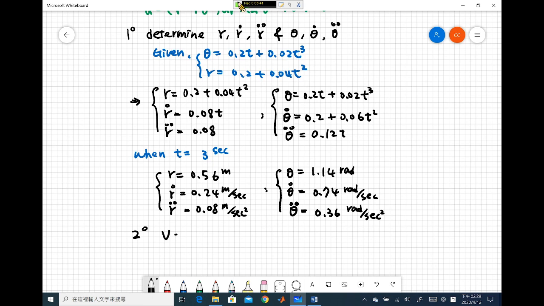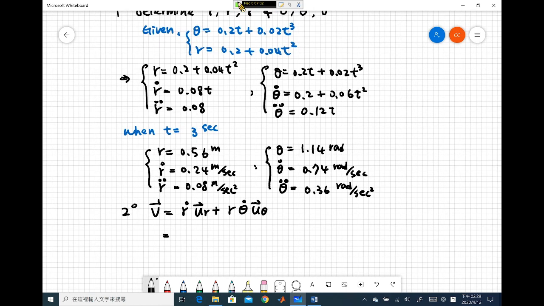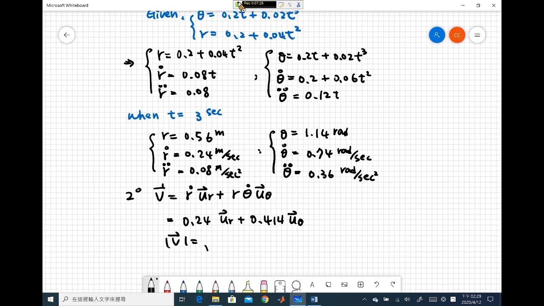so you know velocity will be equal to, you can scroll up, then we know that will be r dot times ur plus r times theta dot u theta. So that means it will be 0.24 ur plus r times theta dot, that will be 0.414 meter, u theta. So the magnitude of velocity will be equal to 0.24 squared plus 0.414 squared. Take a square root, you get 0.479 meter per second.